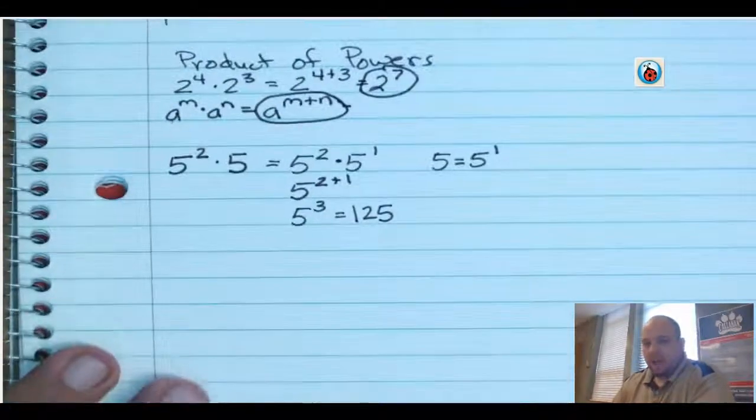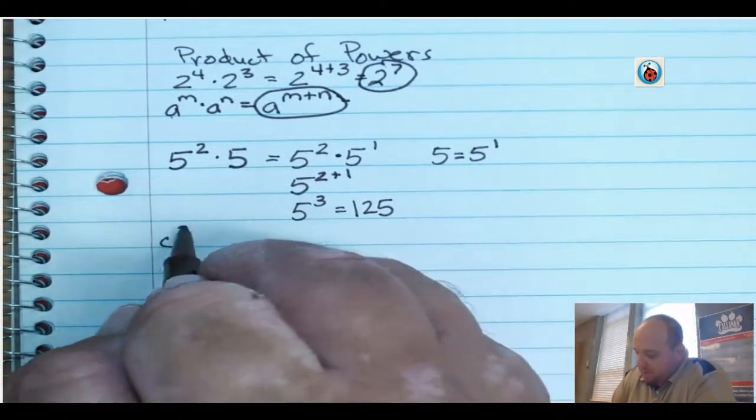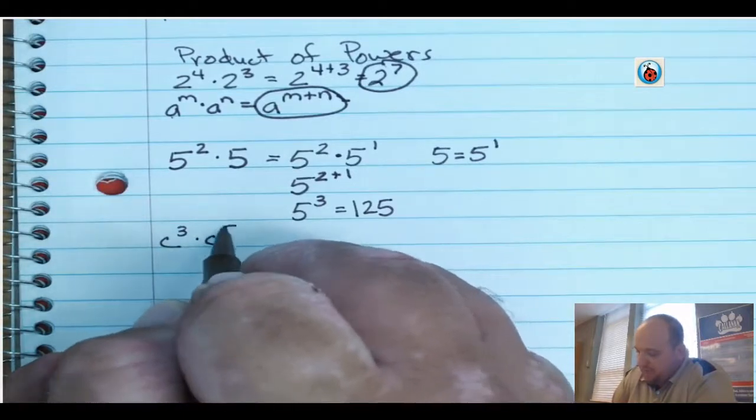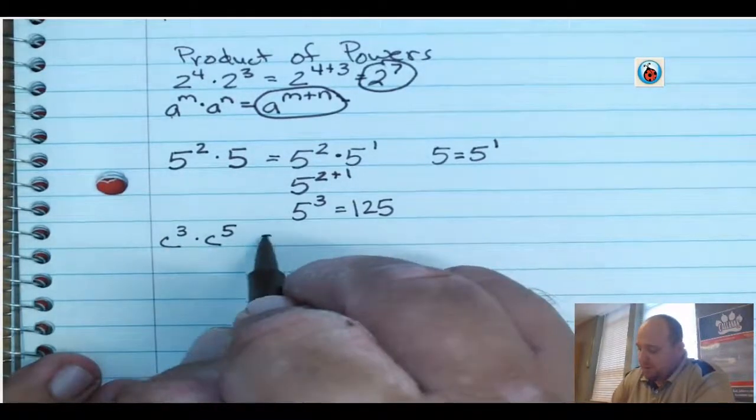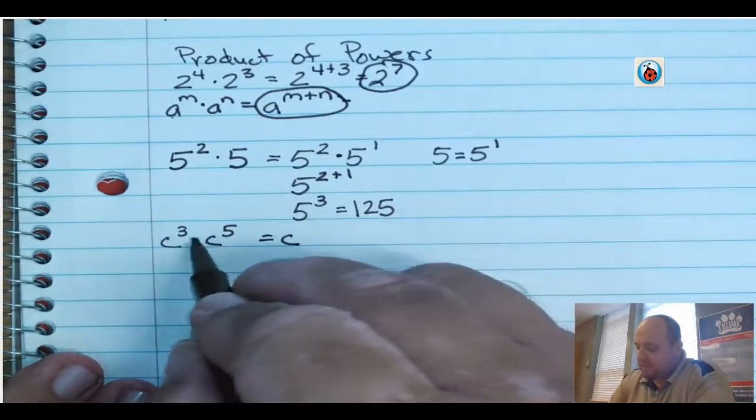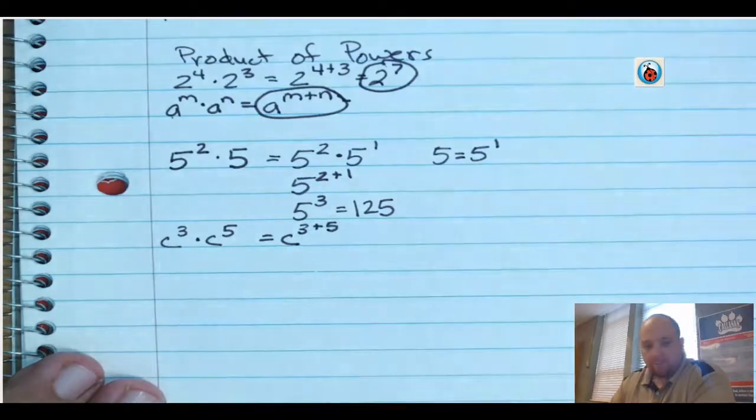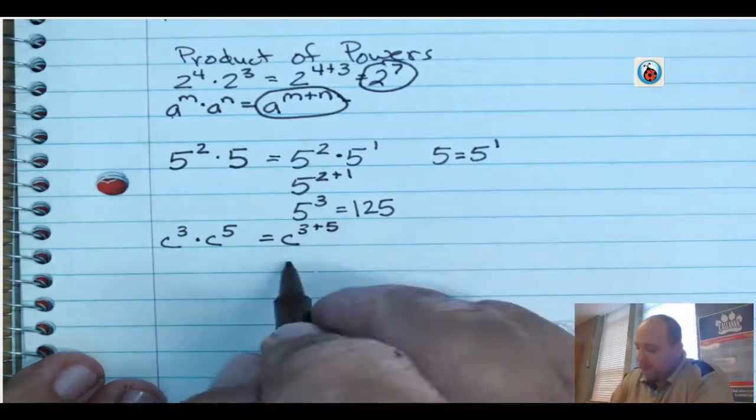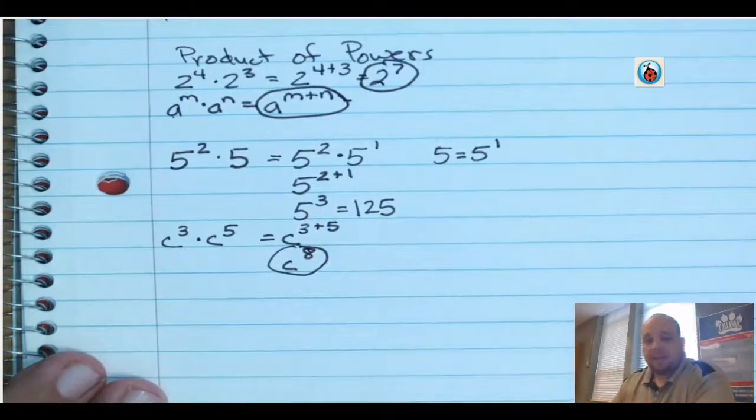Okay. Now let's look at another one. Let's look at an algebra 1 example. We have c to the 3rd times c to the 5th. The base in this case would be c, so I'm going to write down c. I'm going to take the 2 exponents, and the law says that since I'm multiplying here, I'm going to add those 2 exponents. So I'm going to take 3 plus 5. 3 plus 5 gives me an answer of 8. And so there's my solution, c to the 8th power. Again, I cannot simplify because I do not know the value of c.